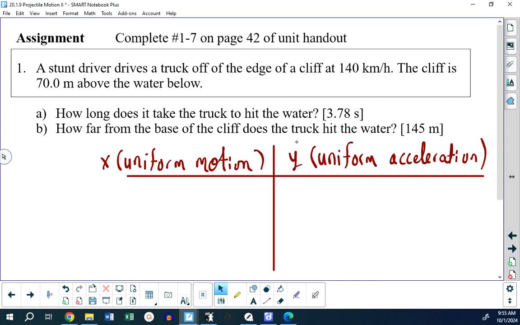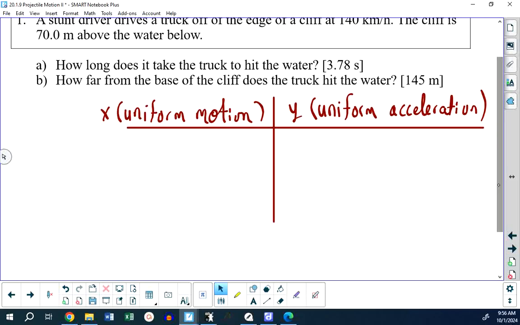You do not want to walk into your unit exam on Tuesday of next week and see a projectile motion problem and say, oh yeah, how did we do those again? It has to be like that. It has to be, I need to treat the two dimensions independent of each other. And I know that the horizontal motion is uniform, which means I can talk about velocity, displacement, and time.